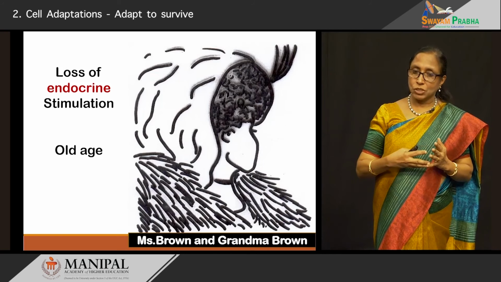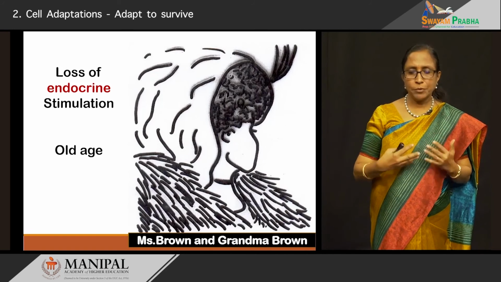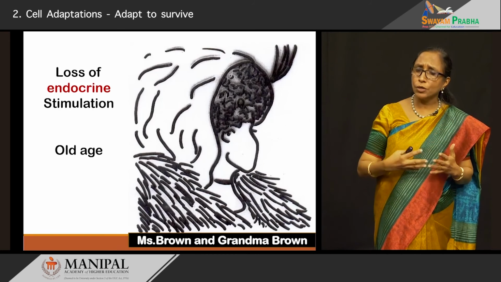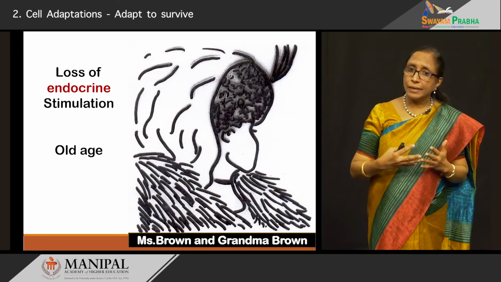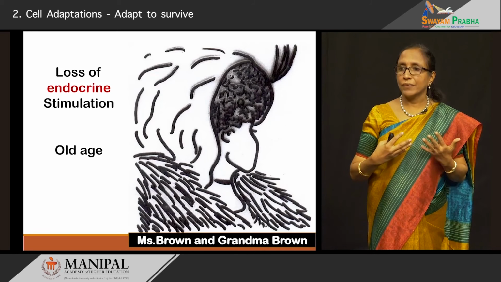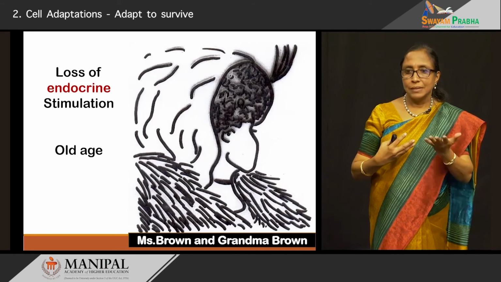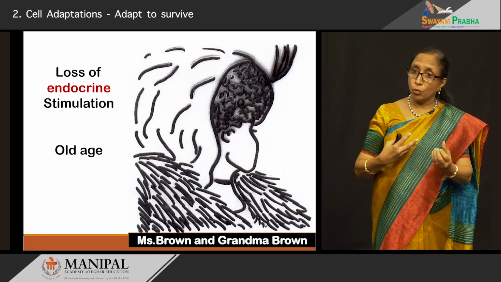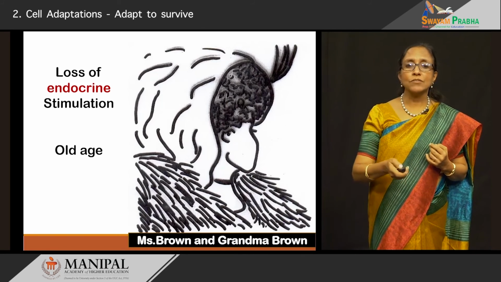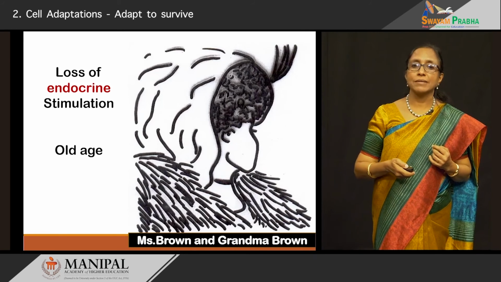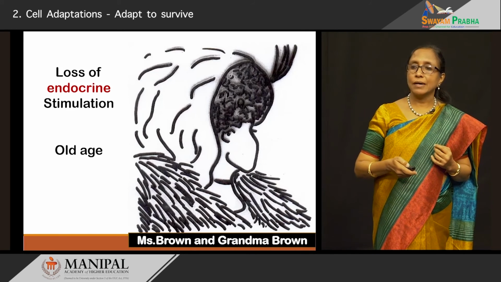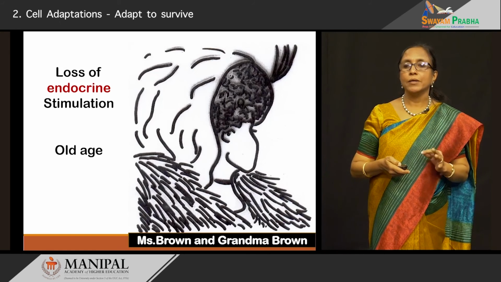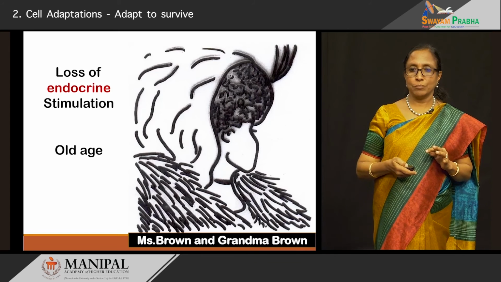So, with old age, there can be changes in the reproductive system, in the uterus, in the vagina, which all undergo atrophy. Then again, there are changes in her face. She is edentulous. Her gums have undergone atrophy. Her bones would be atrophied. So all these are due to the loss of endocrine stimulation. All these are seen as part of senile old age and because of loss of endocrine stimulation.